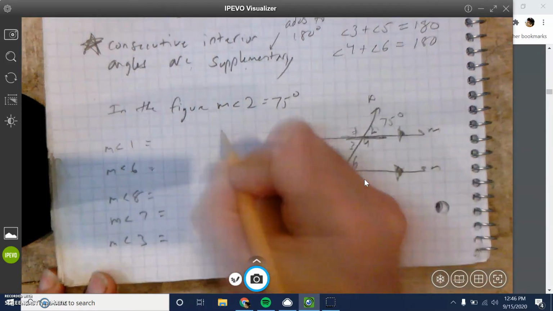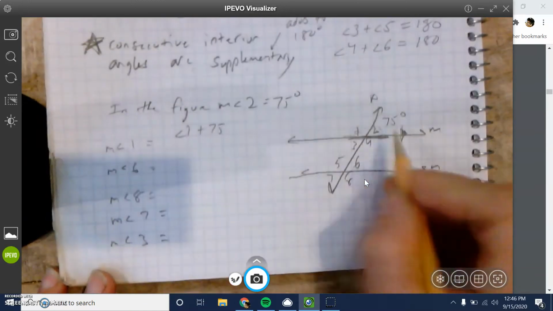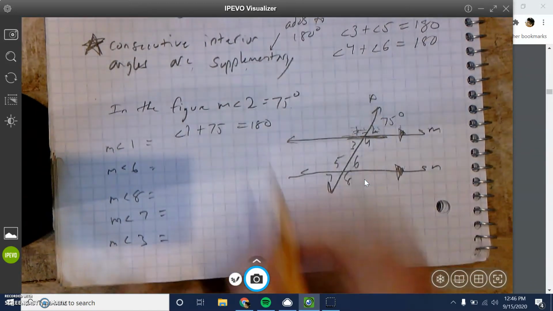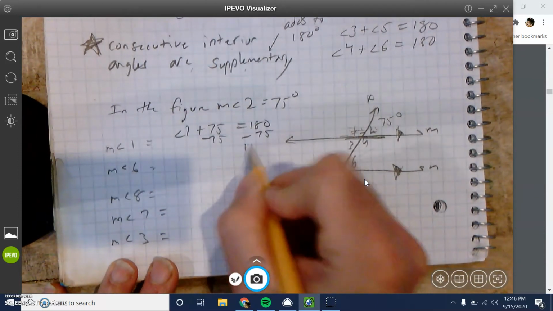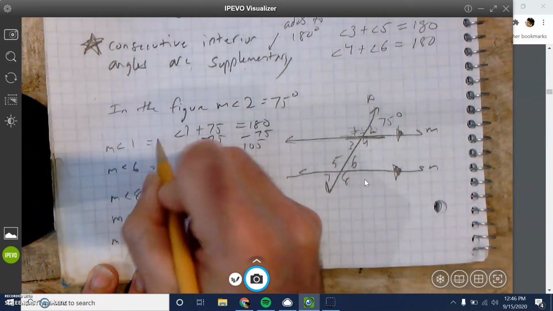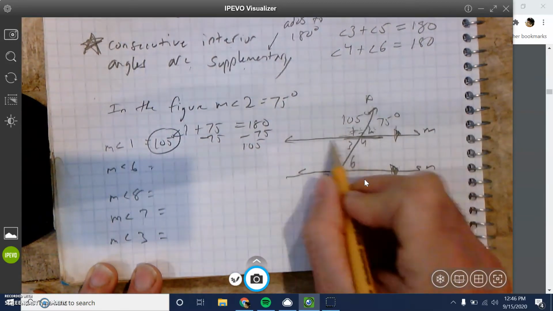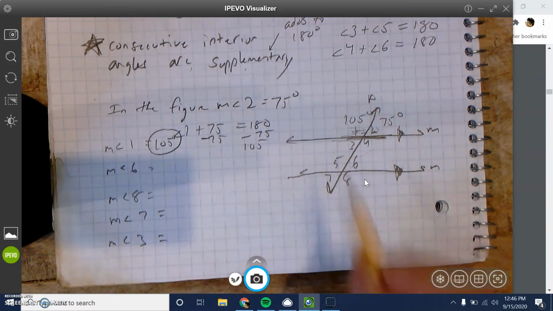So angle 1 plus 75, these two together equals 180. Subtract 75 and I get 105. So this is 105 degrees. Why? Because they're supplementary. They're on the same straight line. And a straight line we know is 180 degrees. It's supplementary. Cool.